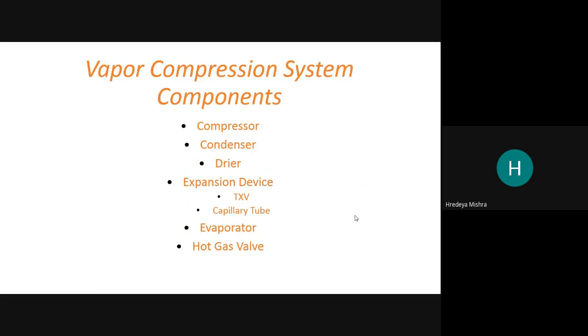Vapor compression system. So what is the vapor compression system? Most refrigerators, domestic refrigerators, use this cycle. So what are the components? Compressor, condenser, dryer, expansion device, TXV, capillary tube, evaporator, hot gas valve. These are the components of the vapor compression system.